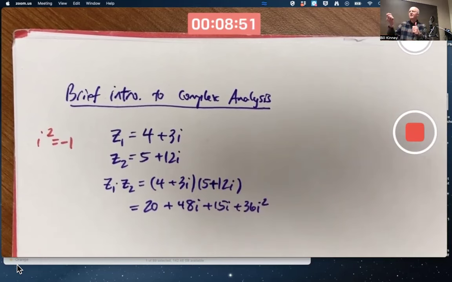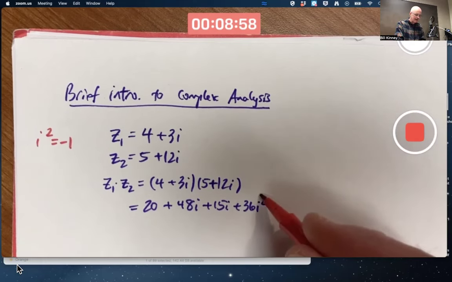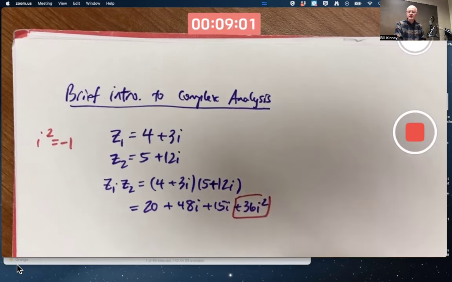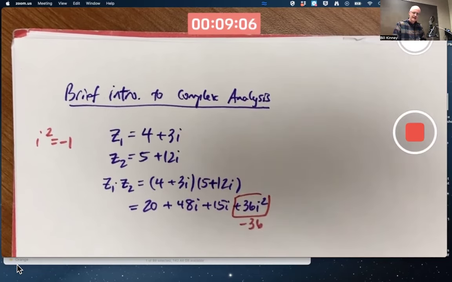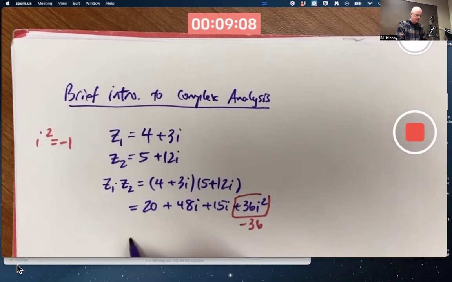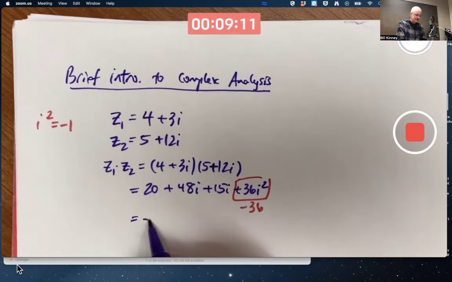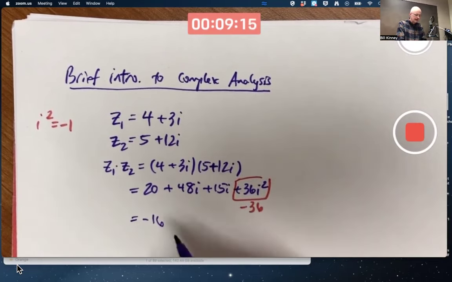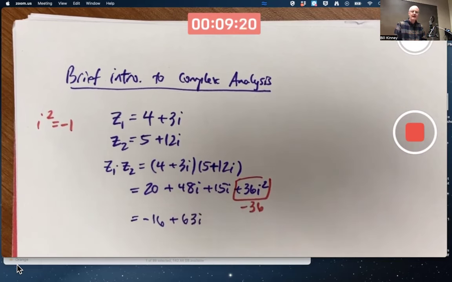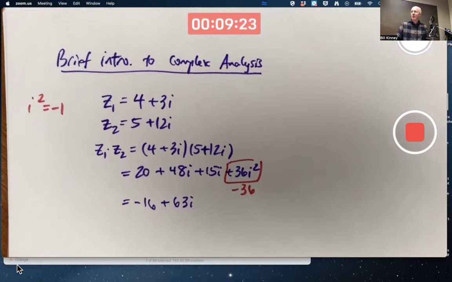But then you jump for joy. This is the joy of complex arithmetic and ultimately complex analysis. You replace i squared with -1, which means plus 36i squared gets replaced with -36. Group together the real parts. 20 minus 36 is -16. Group together the imaginary parts. Add like terms if you like. 48i plus 15i is 63i. And that evidently is the product of Z1 and Z2.